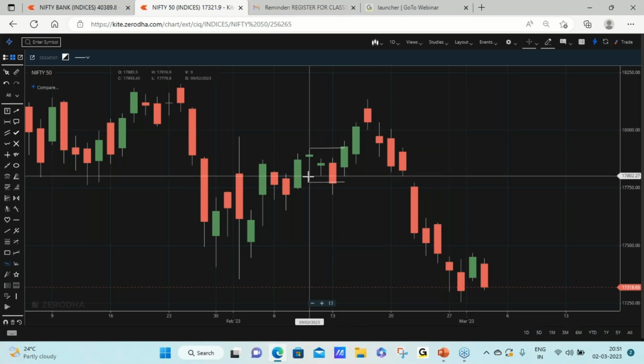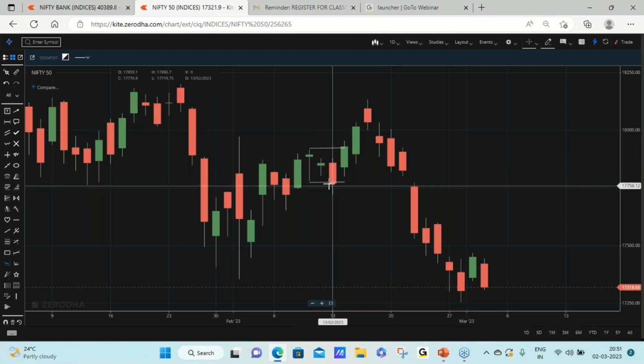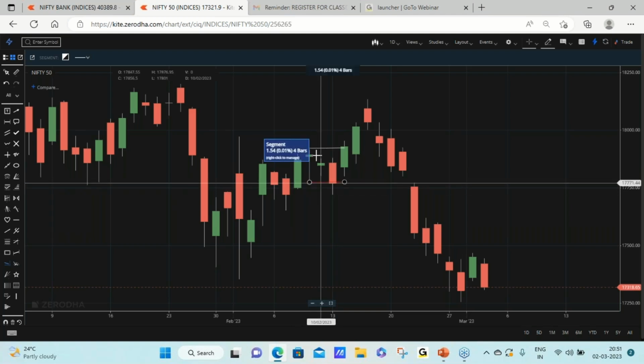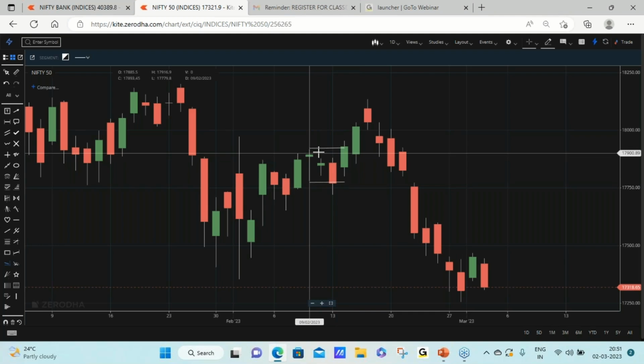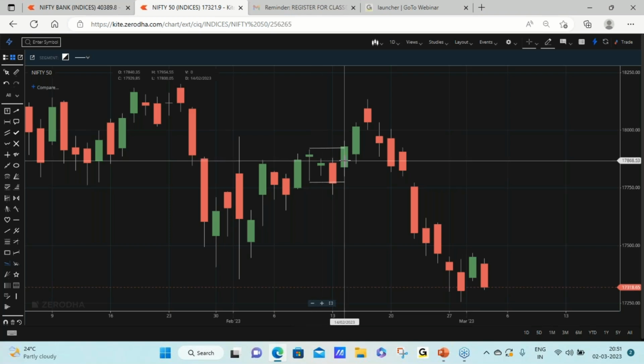Yes. So what is the low? Low is 17,780. What is the low here? 17,720. So you have got 60 points profit once the low of the mother candle is breached. So once the high of this mother candle is breached, you can see what is the high. High here is 17,917, and you have got close to around 25 points.